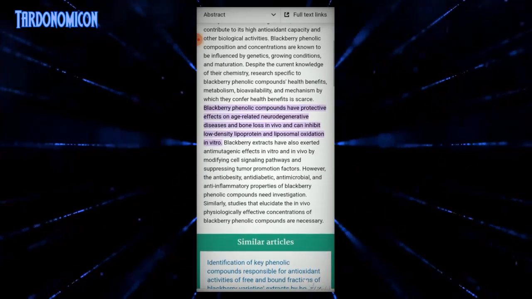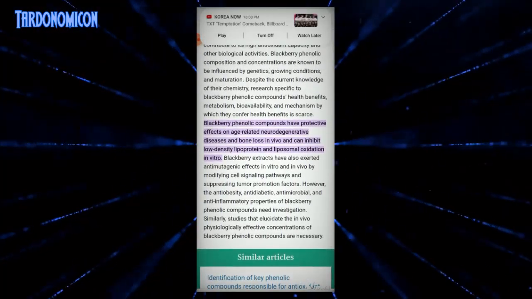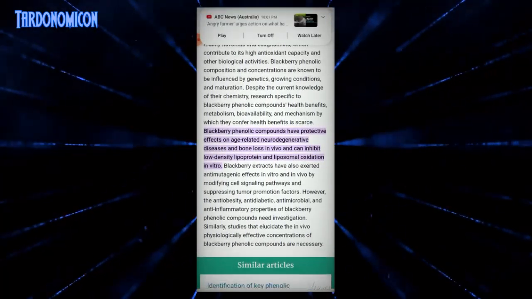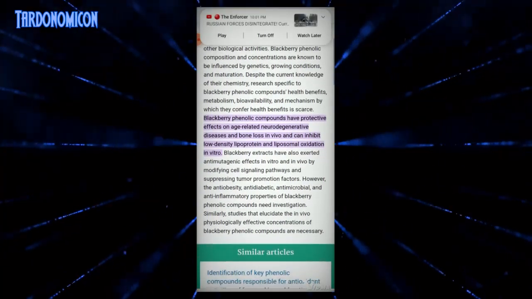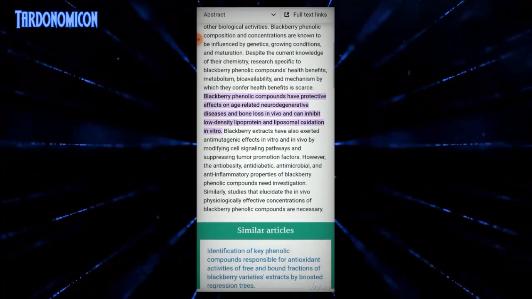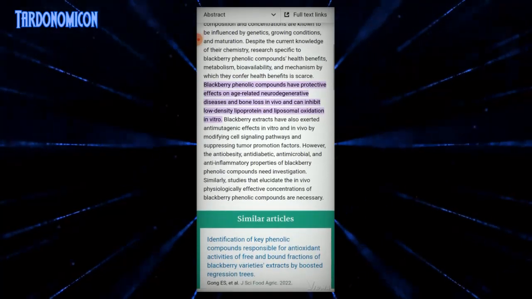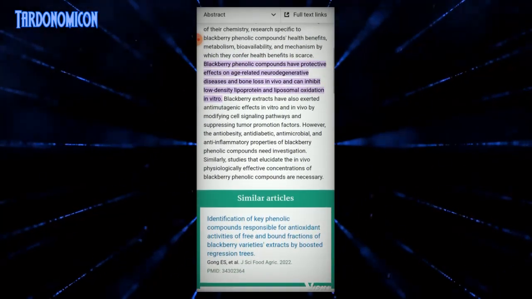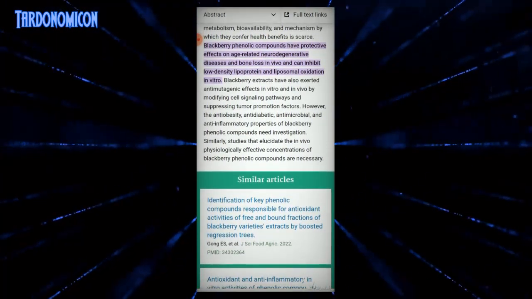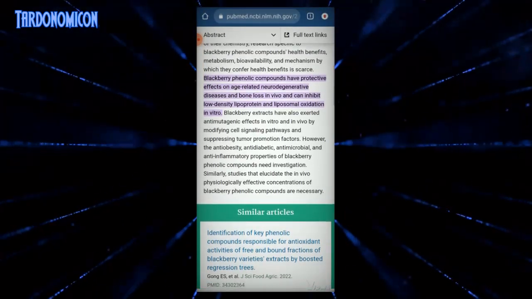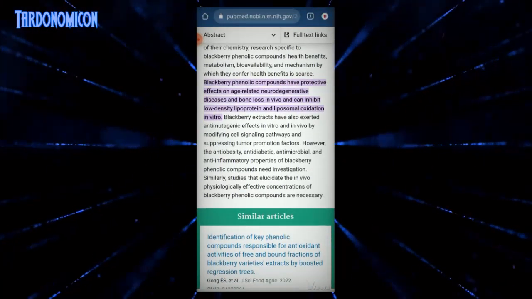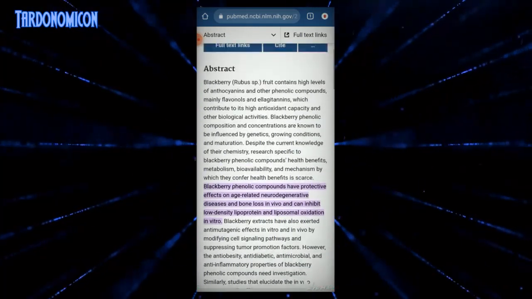Blackberry phenolic compounds have protective effects on age-related neurodegenerative diseases and bone loss in vivo and can inhibit low-density lipoprotein and liposomal oxidation in vitro. Blackberry extracts have also exerted anti-mutagenic effects in vitro and in vivo by modifying cell signaling pathways and suppressing tumor promotion factors. However, the anti-obesity, anti-diabetic, antimicrobial, and anti-inflammatory properties of blackberry phenolic compounds need investigation. Similar studies that elucidate in vivo physiologically effective concentrations of blackberry phenolic compounds are necessary.